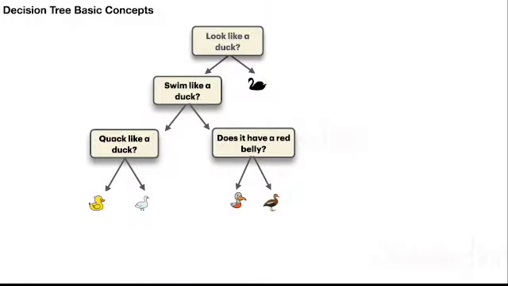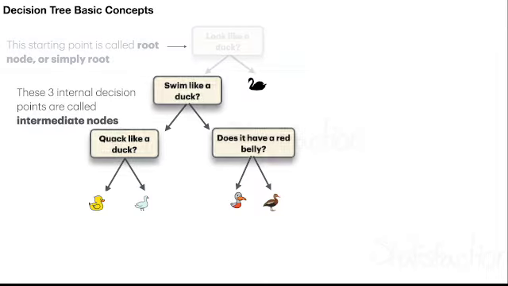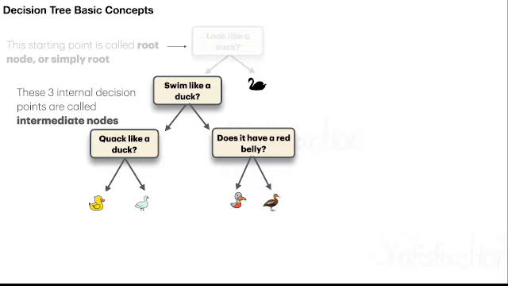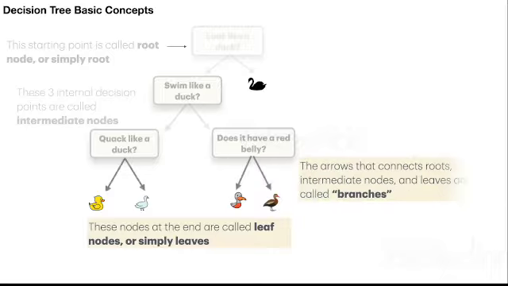In a decision tree, the root node is easy to spot. Nothing points to it. All the arrows start from there. Intermediate nodes have arrows coming in and arrows going out. They receive a decision and split again. Leaf nodes are the endpoints. Arrows point to them, but nothing comes out. That's where the final prediction lives. The arrows that connect roots, intermediate nodes, and leaves are called branches.